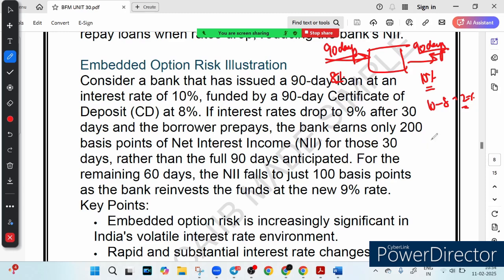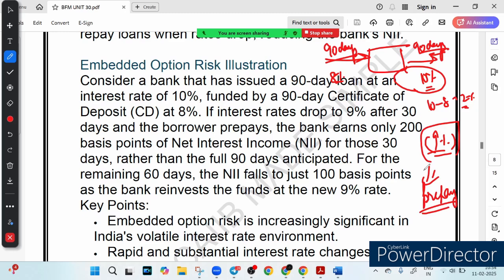What does the borrower see? The borrower sees that the new loan interest rate is just 9%. So what does he do? He prepays the loan. So now the bank gets its money back early and must reinvest it at the lower 9% rate. Obviously, a bank which was supposed to get 10% now gets the payment back early, and now it has to reinvest at a 9% rate.